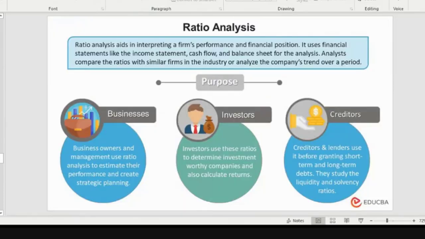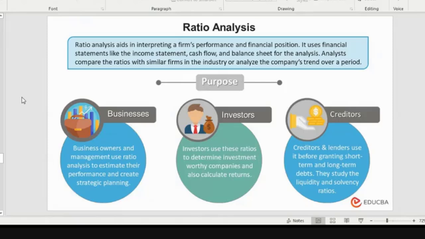All right, let's look at ratio analysis. We kind of touched on this already when we talked about financial ratios in part 1 of this video. And so here is just going to be a quick overview. Ratio analysis will aid in interpreting the firm's performance and financial position. Now, it will use financial statements like the income statement, the cash flow, and the balance sheet for this analysis. And the analyst will compare the ratios with similar firms in the industry, or they might analyze the company's trend over a period of time.